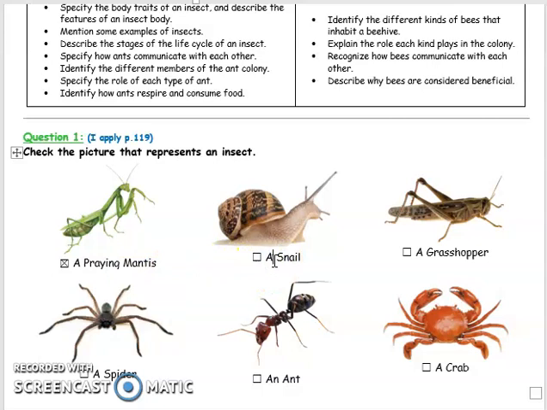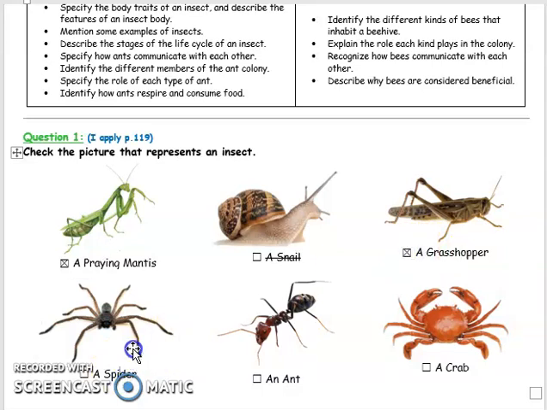Look at the snail. The snail does not have 6 legs, so the snail is not an insect. The snail is an invertebrate, but not an insect. Look at the grasshopper. Head, thorax, and abdomen. 1, 2, 3 legs on each side, so it has 6 legs, so the grasshopper is an insect.